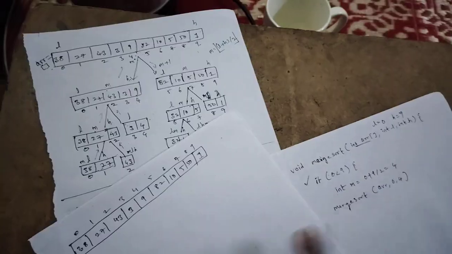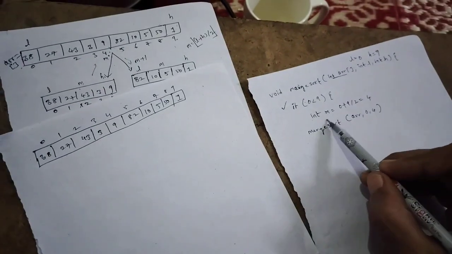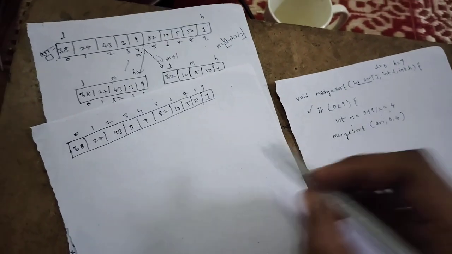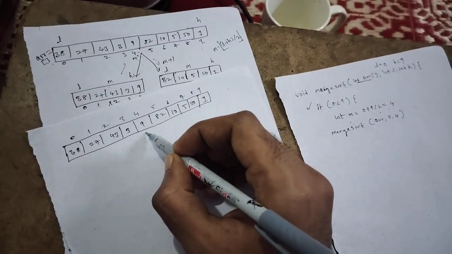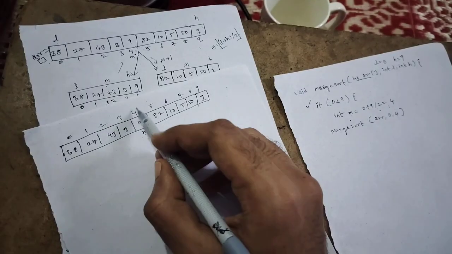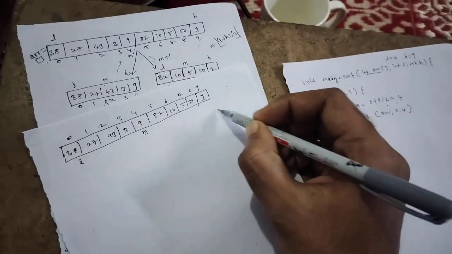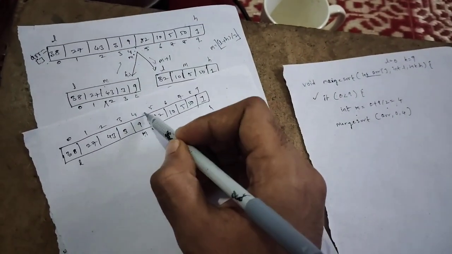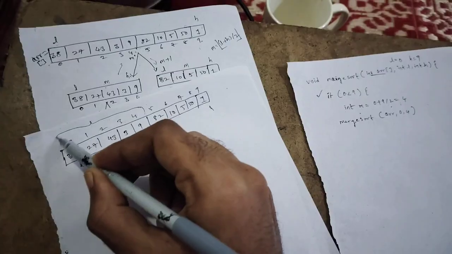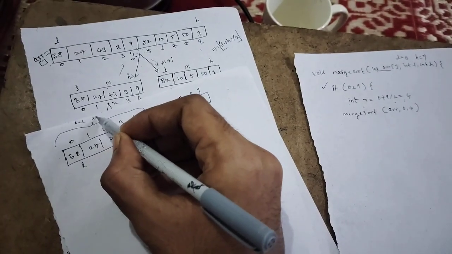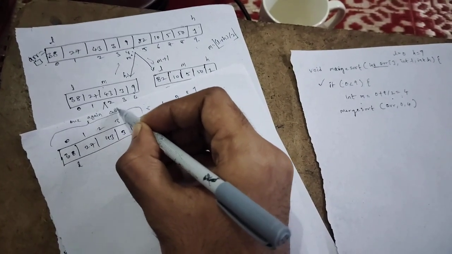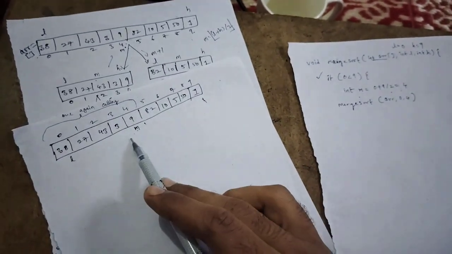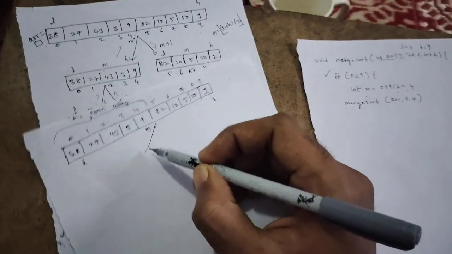In this first function, we divide that array. The mid is the 4th index, with L and H. But we are again calling this. So how does it work?